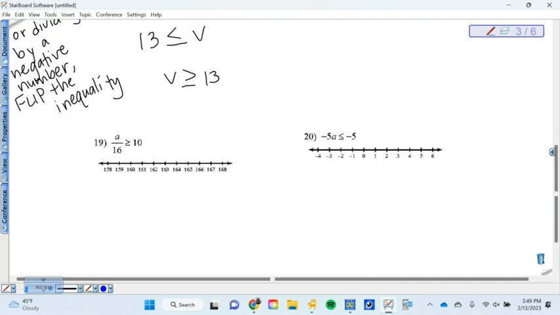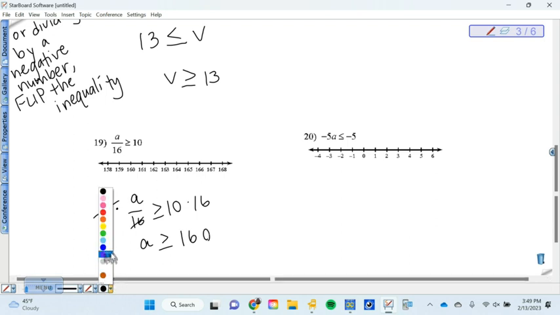So number 19, I have this fraction thing. A over 16 is greater than or equal to 10. What does a fraction really mean? Divide. What's the opposite? Exactly, I have to multiply both sides by 16. What happens to these 16s? They cancel out. So now I just have A is greater than or equal to 160. 10 times 16 is 160.